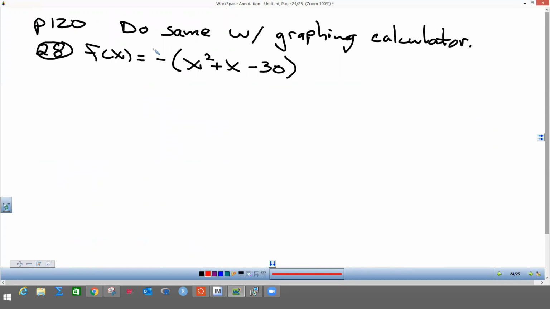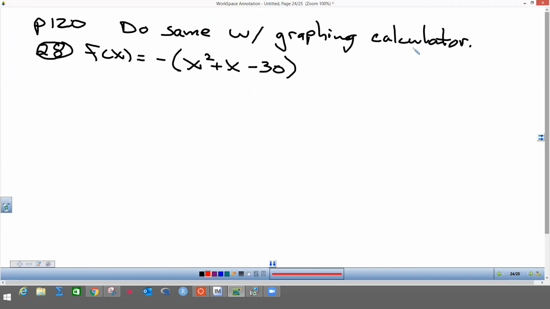This is number 28, and this says do the same thing with your graphing calculator. And what I meant to do is type this in before I started the video, and I did not do that. So I'm going to type this into my graphing calculator right now, and then I'm going to show you how to do all this stuff on your graphing calculator. And you got to use the negative sign, not the minus sign, because if you hit the minus, it'll give you an error. It'll say format error or text context error or something along those lines.